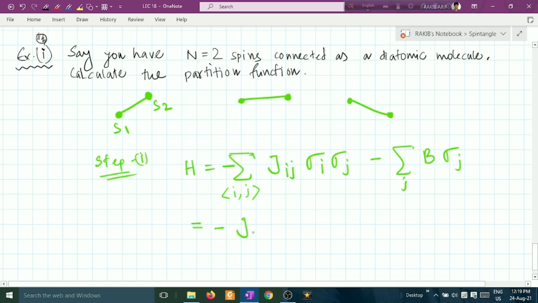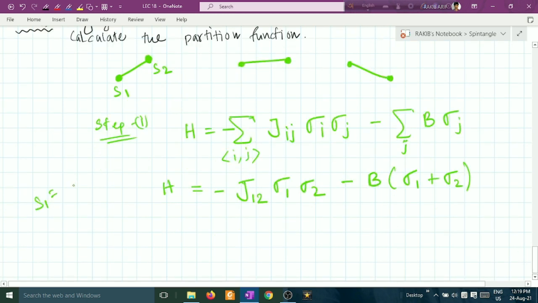So let's put this in. This will be minus J_12, where i is 1 and j is 2, times sigma 1 sigma 2, minus b. You can take this b out of the summation symbol because b is a constant magnetic field. What is our sigma j? Because we have two particles here, it will be sigma 1 plus sigma 2. This is the Hamiltonian, and now if you are given, say, s1 equals half and s2 equals half, put them in this formula and you will get your answer. I'm not doing this, I'm doing just these steps. This is example 1.